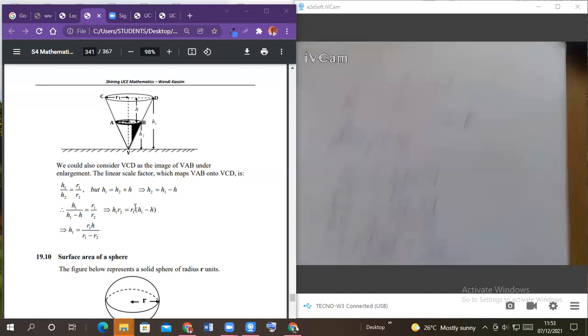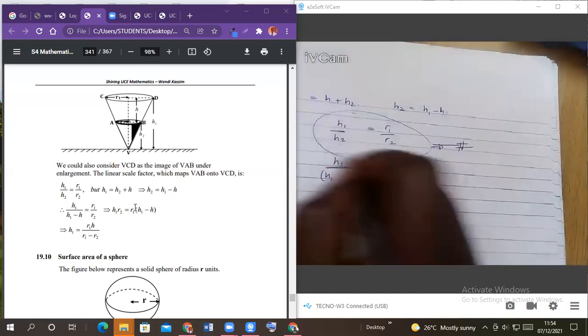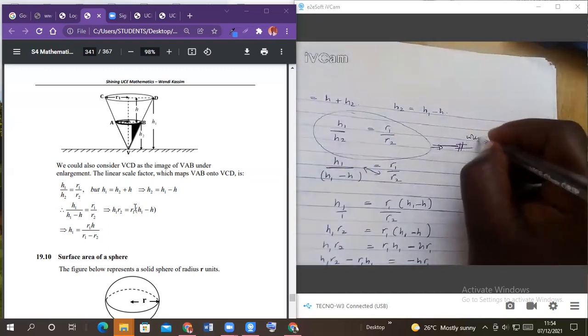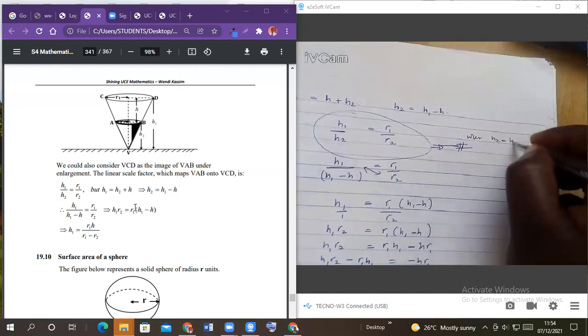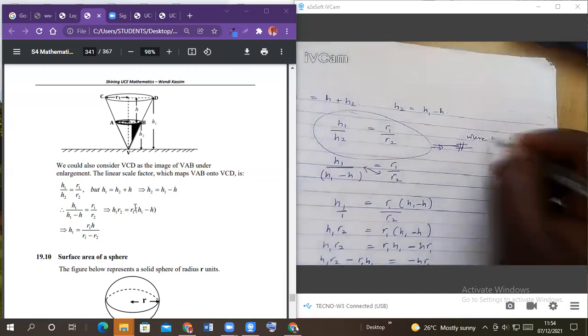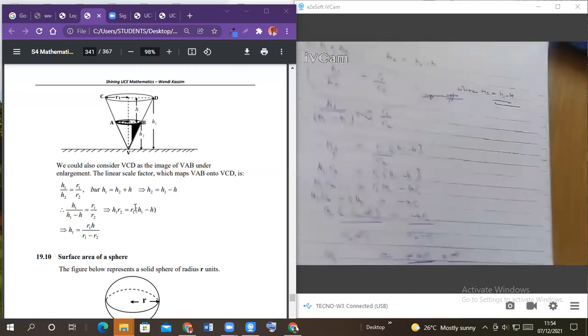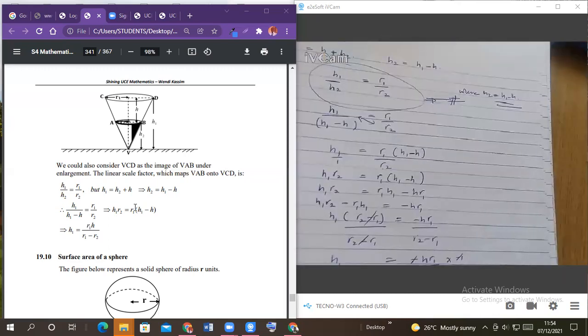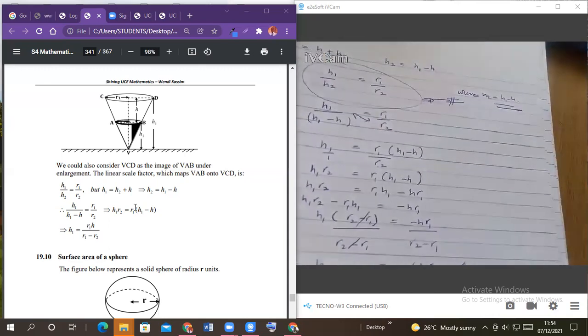So what is very important is this, and then you say where H2 is H1 minus R1. That's what is very important to get to know. And then if you keep on substituting, you end up with this at the bottom that you have just derived.